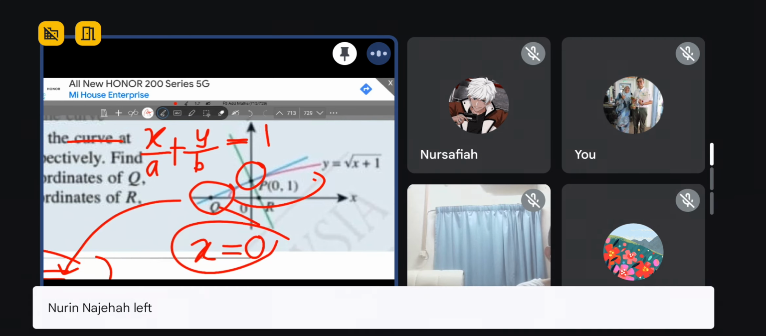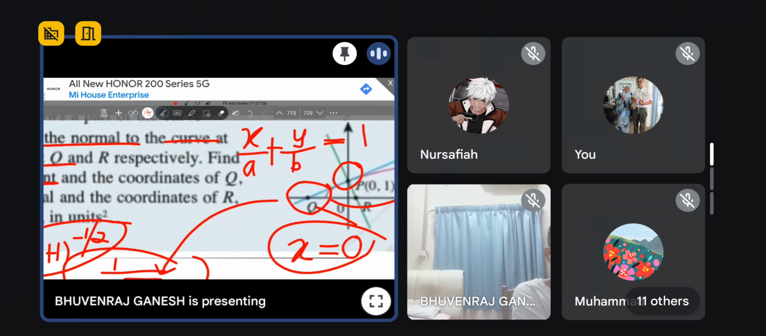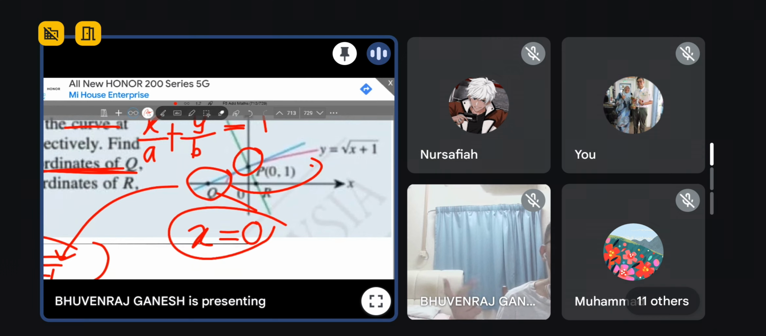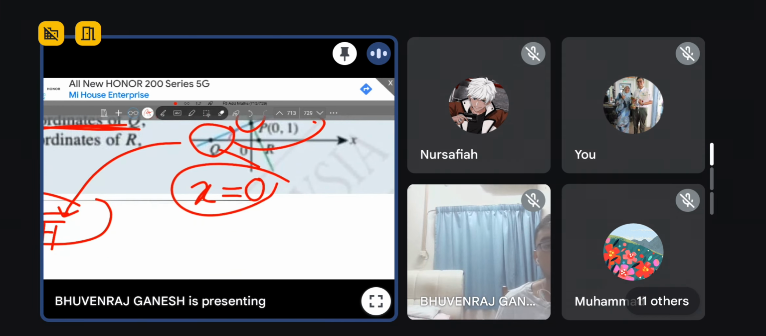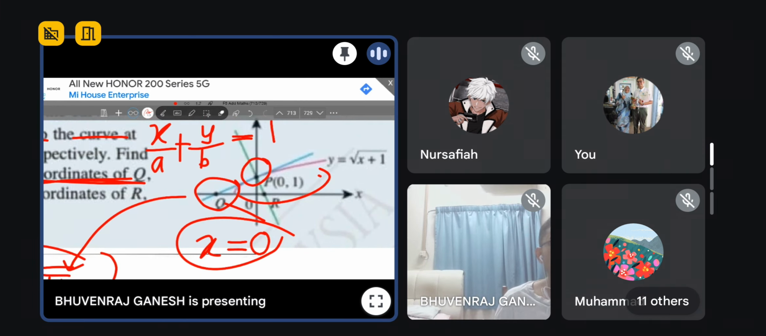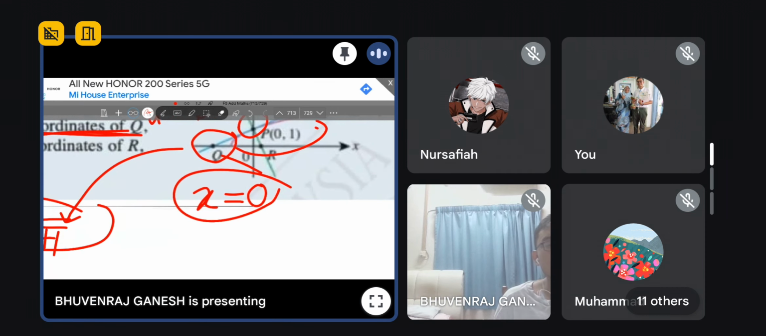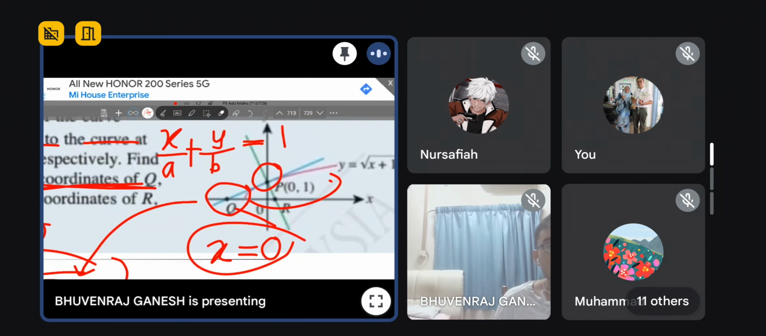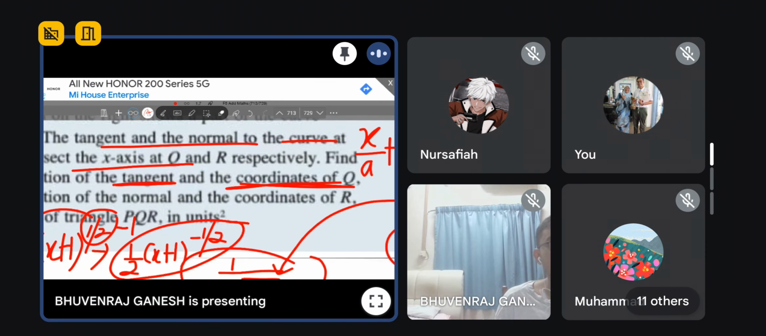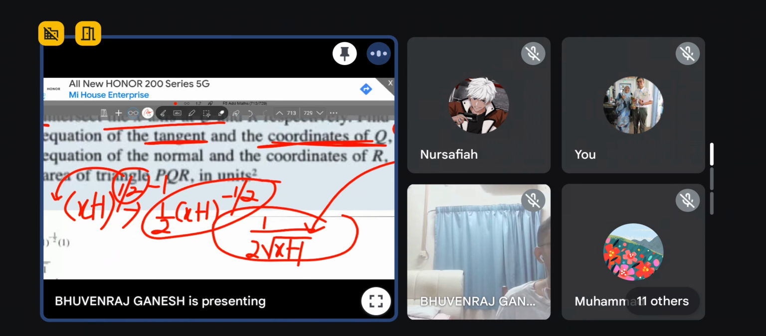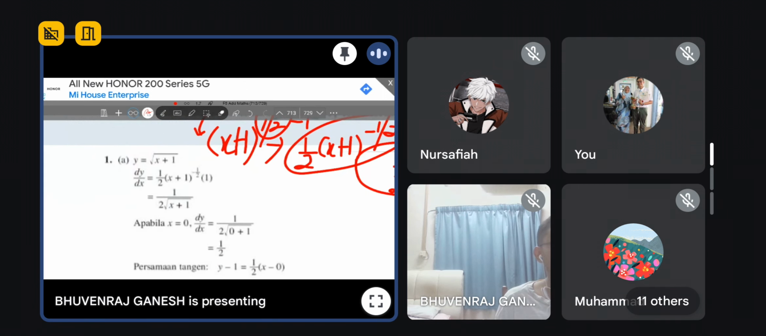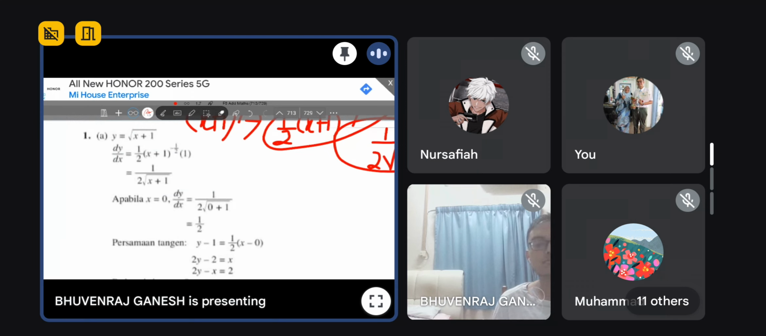Tapi kat sini, soalan suruh cari coordinate Q. Question asks you to get the coordinate of Q. So we don't have the x-intercept currently. Alright? So can you understand? So you got two choices: y equals mx plus c, or y minus y1 equals m(x minus x1). Alright? So now you can form the tangent already. So tangent, you will have something like this. Okay, so this is your tangent.